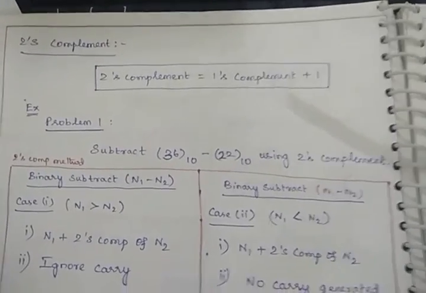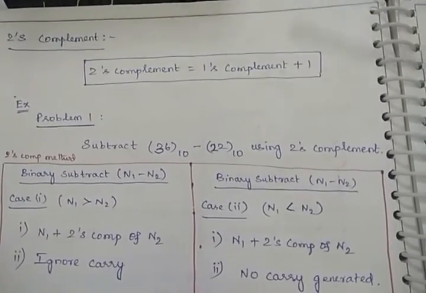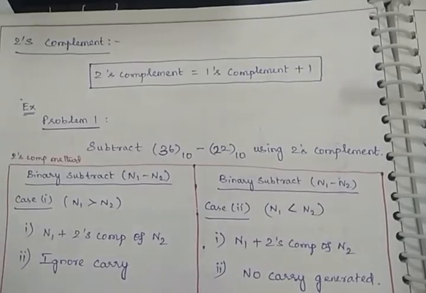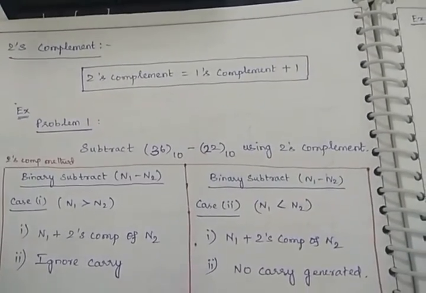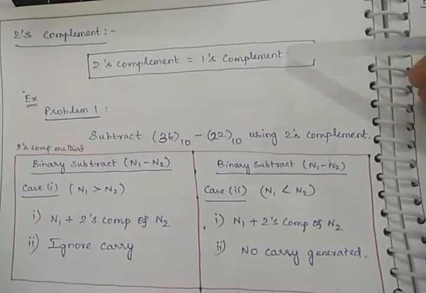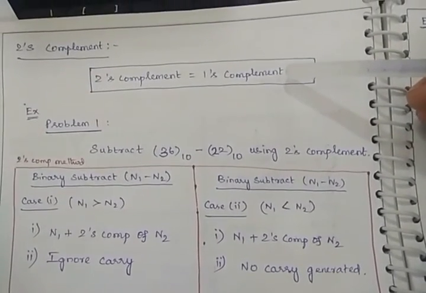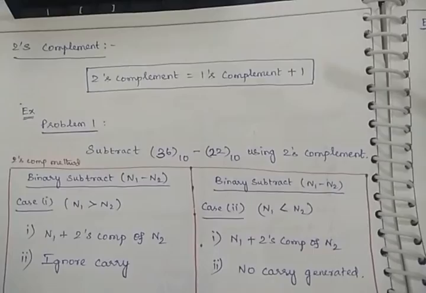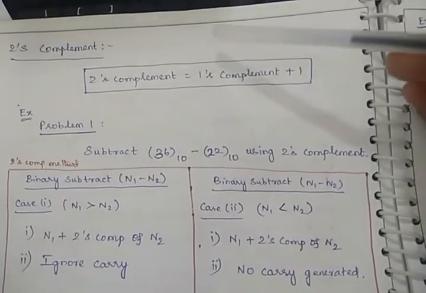Today we are going to discuss 2's complement. Last class we discussed 1's complement. 1's complement is replacing all the zeros by 1's and all 1's by zeros. So it is very easy. We discussed it last class and some of the problems also. Now we are going to see 2's complement.